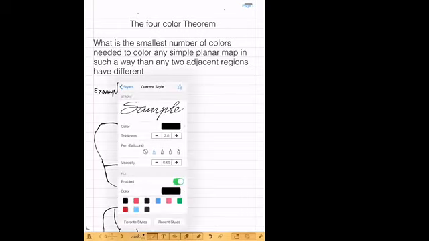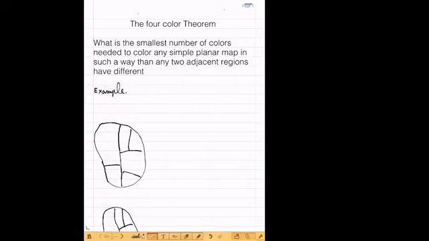So let's see. Okay, so the topic of this presentation is about coloring graphs. And everything started with the problem of coloring a map, a geographic map, where the question was to color the region of the map in such a way that no two adjacent regions have the same color.